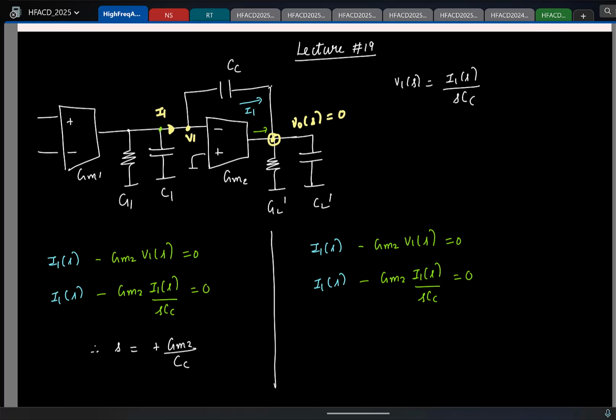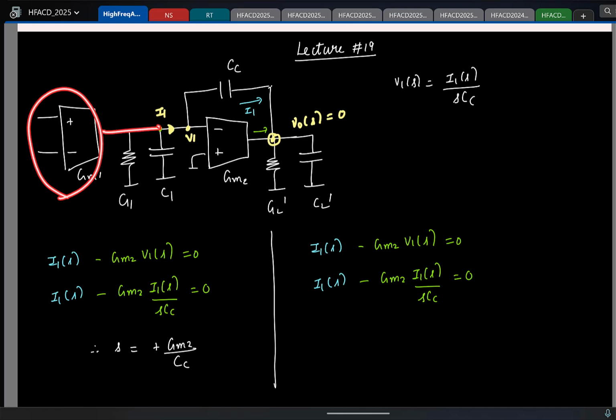Well, GM2 you cannot change, right? They are design parameters. If I tend s to infinity, this term goes to 0. Only this term seems to be the problem, right? So in principle, if I don't have this term, the equation gets satisfied. Okay, is this clear?